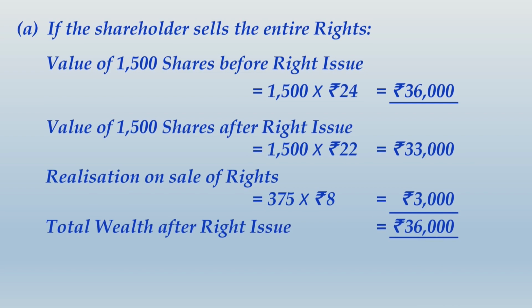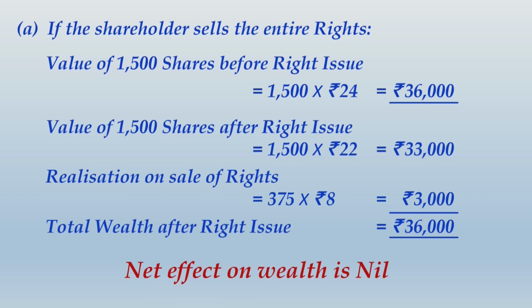So the net effect on the wealth will be zero, nil, because whatever was the wealth earlier, the same is the wealth even after the right issue. So there is no change in the value of the shareholder's wealth before and after right issue if he is selling his entire rights. So do one thing, write up this part of the solution and then we shall move ahead.